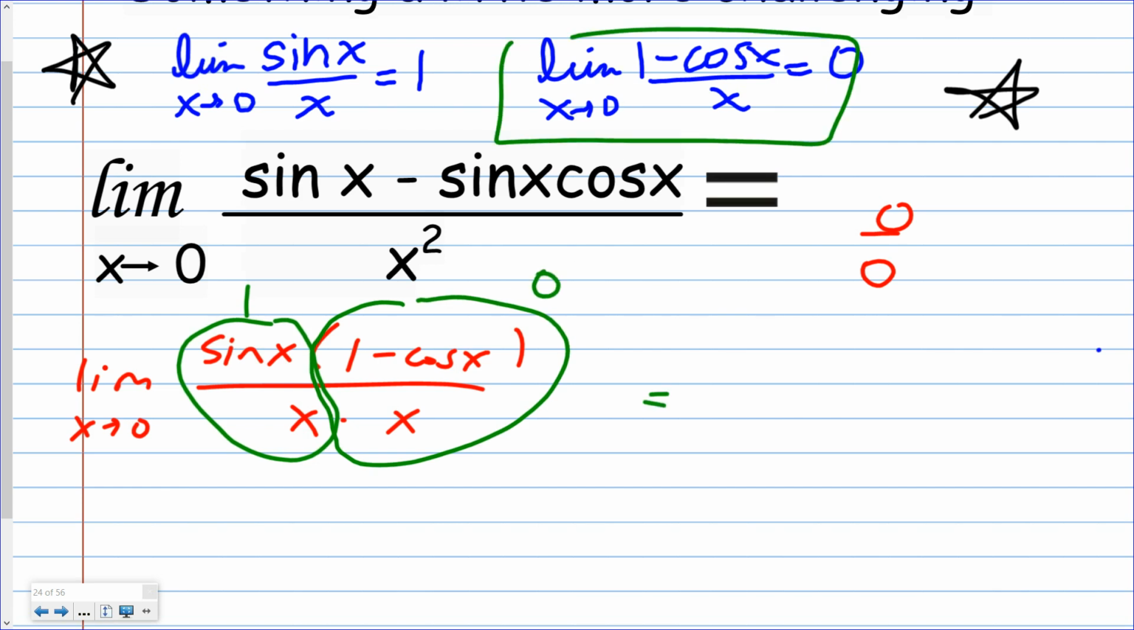So this is going to be 1 times 0, which is 0. This is because you've memorized these two. If you're like, where did you get that? It's because remember I told you the two things you have to memorize? You have to memorize it.